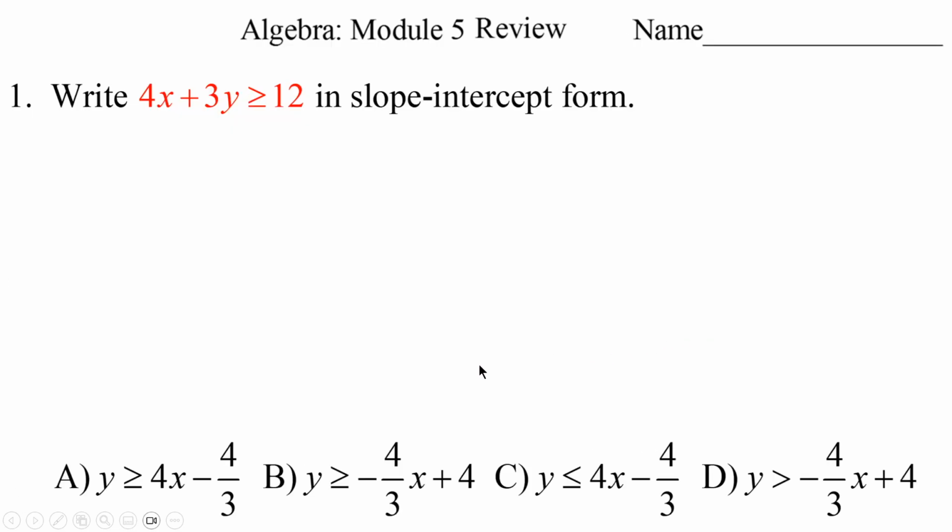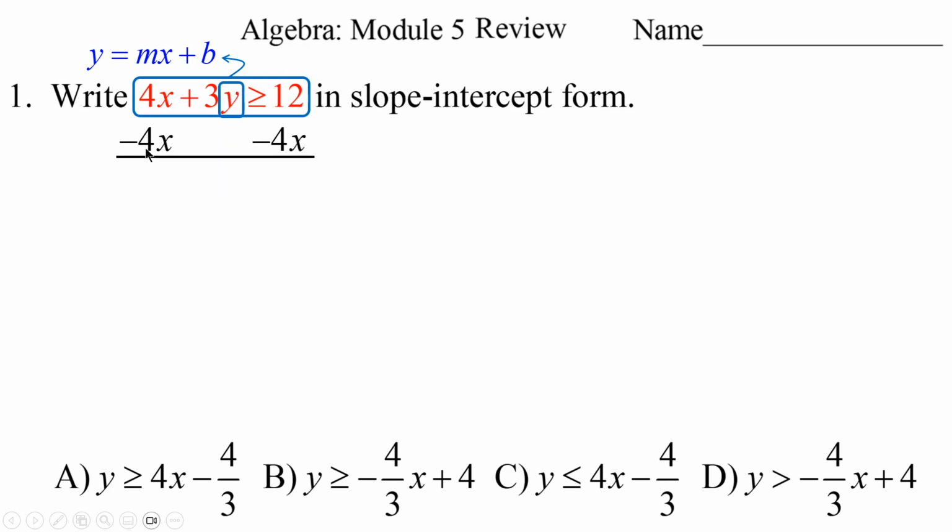Okay, let's get to module 5 now. Write 4x plus 3y is greater than or equal to 12 in slope-intercept form. And you guys know we just need to solve for that y, because slope-intercept is y equals mx plus b. Okay, so let's get rid of the 4x's. Does not affect my inequality, so I have 3 times y is greater than or equal to negative 4x plus 12. Okay, now I'm going to divide every term by positive 3.